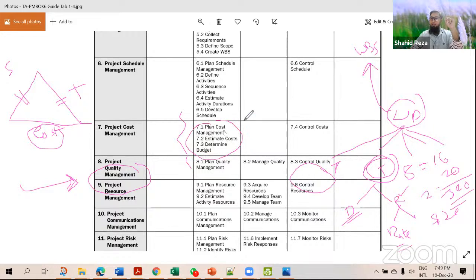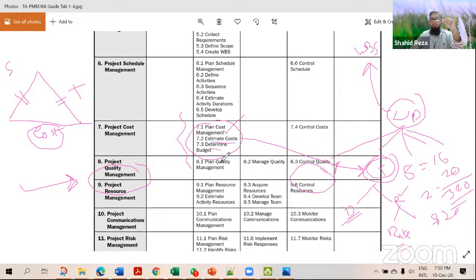First process is plan cost management. Then estimate cost. This estimate cost is talking about the concept I have just explained here. Estimate cost means estimating cost for each and every task of the project. That means under one work package, all the tasks. And similarly, if there are 50 work packages in the project, then you have to identify all the tasks of all the work packages. So that is known as estimate cost.